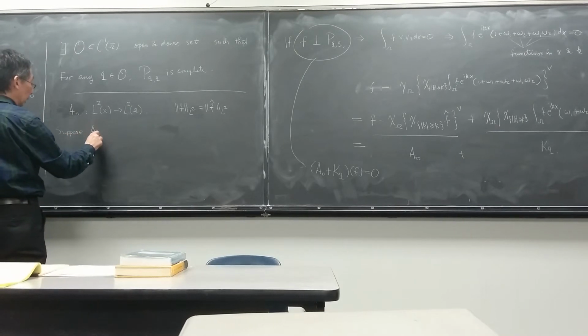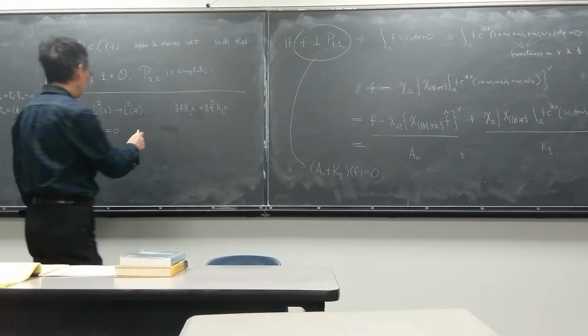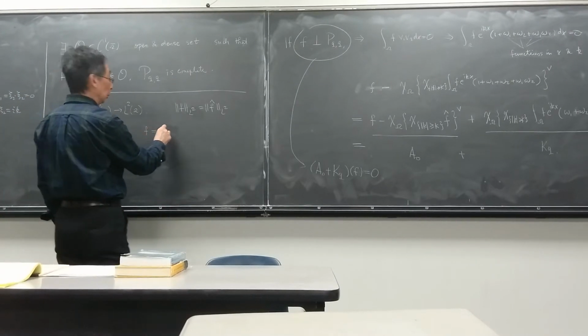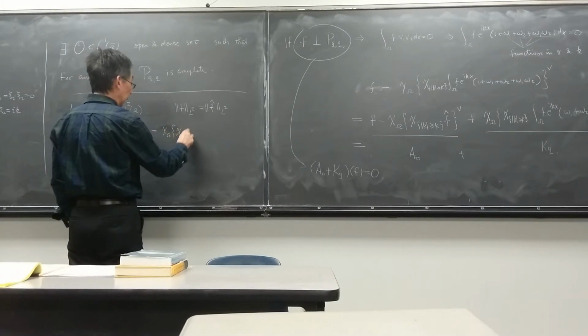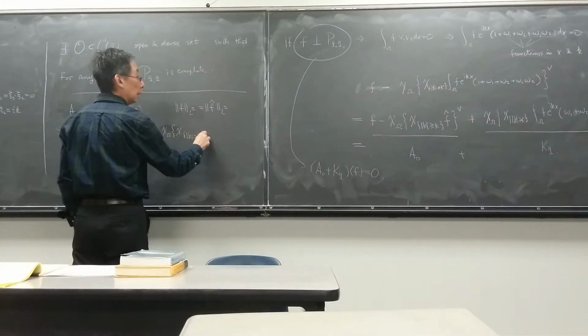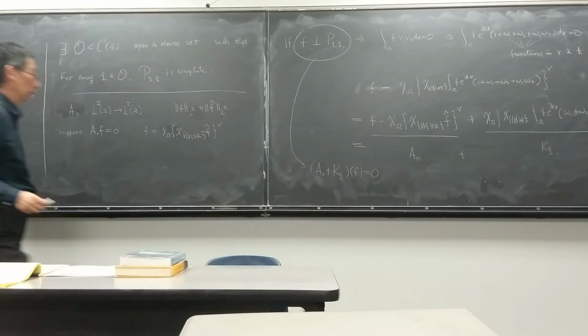So A naught F equals 0. Then what can you say about F? This means that F is going to be equal to chi K F. Right? You're going to use that.